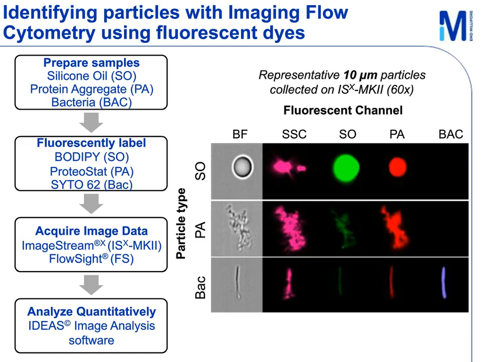In order to fluorescently label these three particle types, we developed a staining protocol that used three spectrally distinct fluorescent probes. BODIPY, a lipophilic probe, was used to label silicone oil droplets, which are hydrophobic in nature. Proteostat, which is currently sold by Enzo Life Sciences, was selected to label protein aggregates based on its higher stability and brightness compared to more traditional dyes we tested. This dye intercalates into the beta sheet structure of protein aggregates, where it undergoes a conformational change that increases its fluorescence. Finally, Cyto62 RNA stain was used to fluorescently label bacteria.